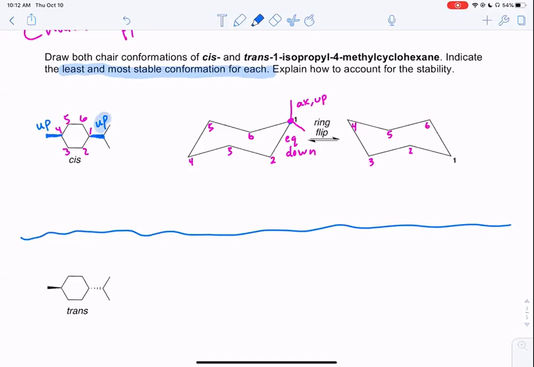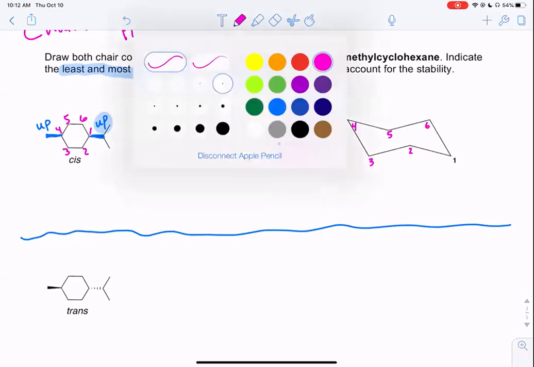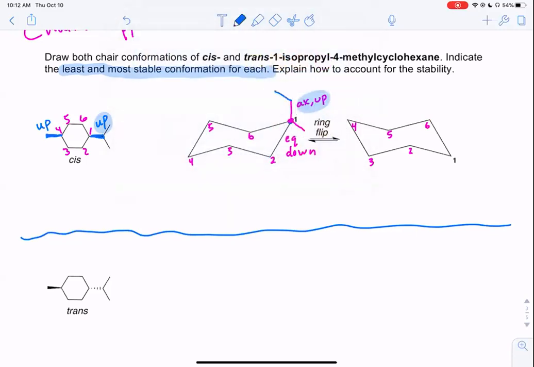Because we already noted that the group on 1 is up, it turns out that on this chair conformation, that isopropyl group is indeed going to be axial. The group that's pointing down is just a hydrogen. That's the one that's not explicitly shown here, and you don't have to draw it. This is just me showing all the different possibilities. So you can keep that in your notes if you want. I'm going to erase it for simplicity. You can erase all that stuff if you want. Our axial group is pointing up.